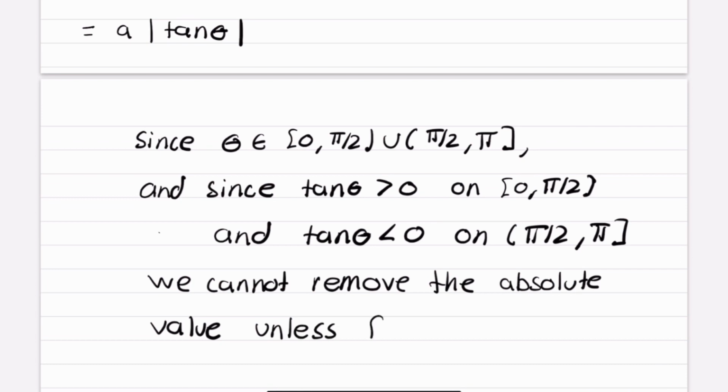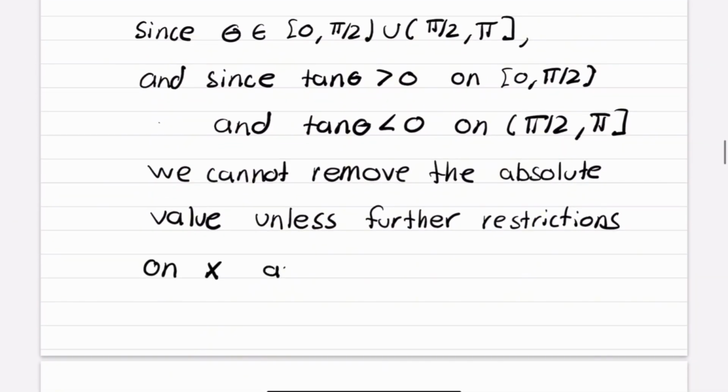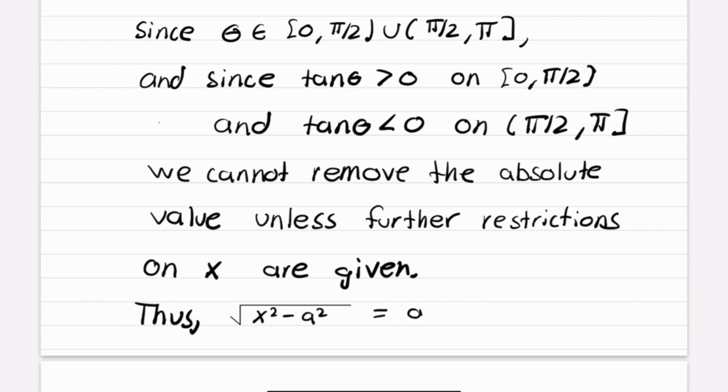Unless further restrictions on x are given. Thus, the square root of x squared minus a squared is equal to a times the absolute value of tan theta.